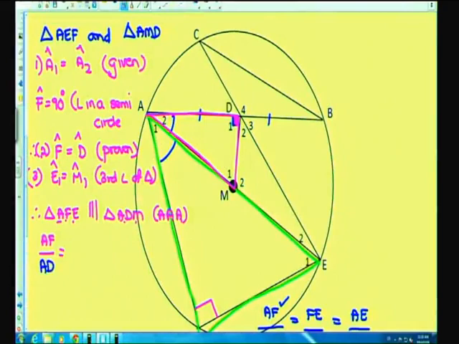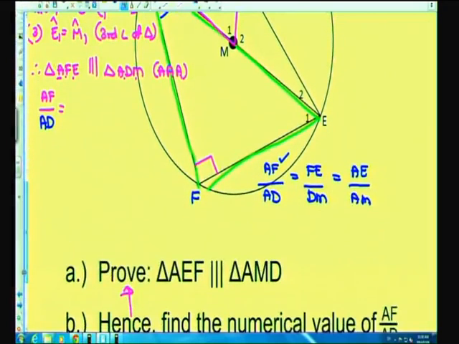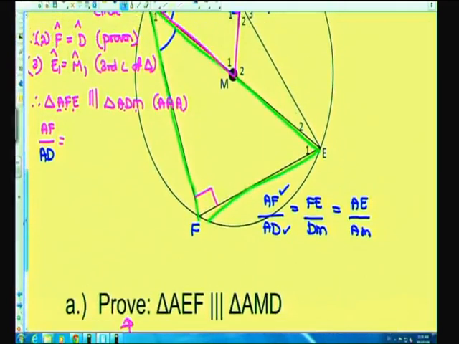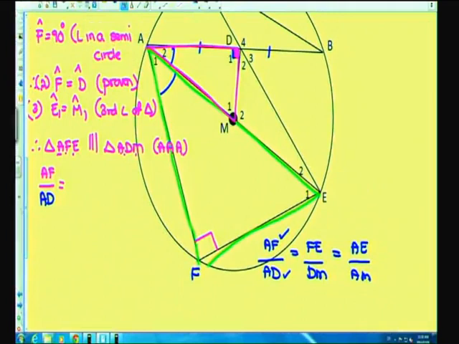So do I have AD in my little ratio? I think I do have. There it is. So now I've just got to decide what I already know. So let's go to the others. Do I know anything about FE and DM? And do I know anything about AE and AM? Now that is a good one, because what do we notice about AE? AE was the diameter, so the diameter could be seen as twice the radius, and AM is the radius.